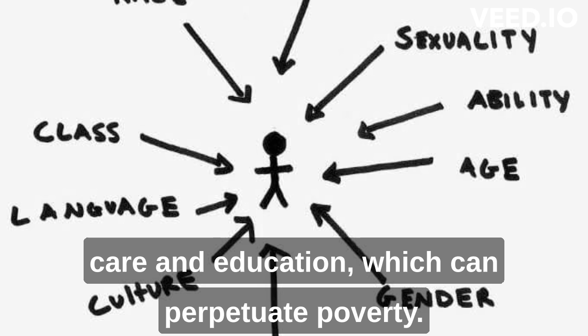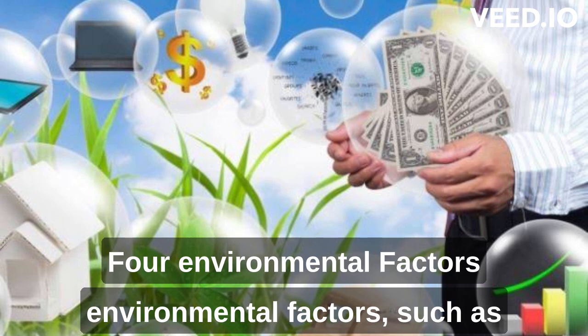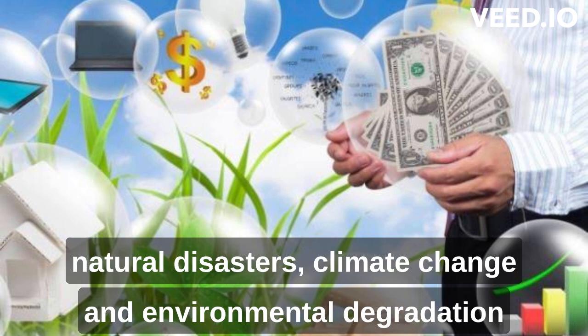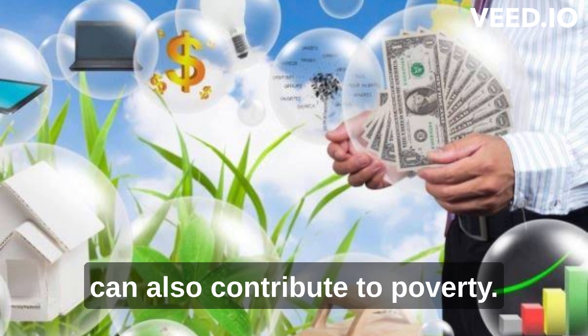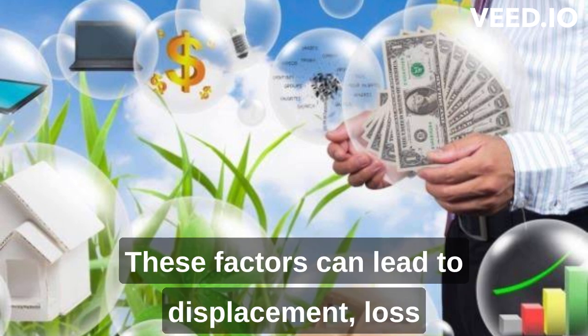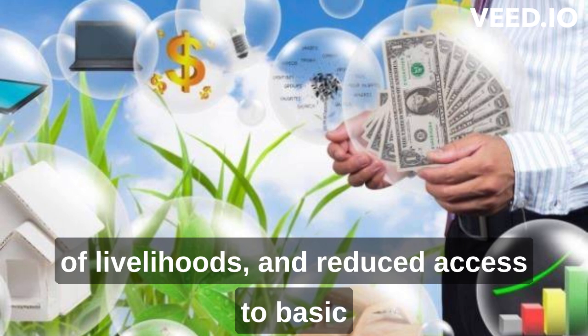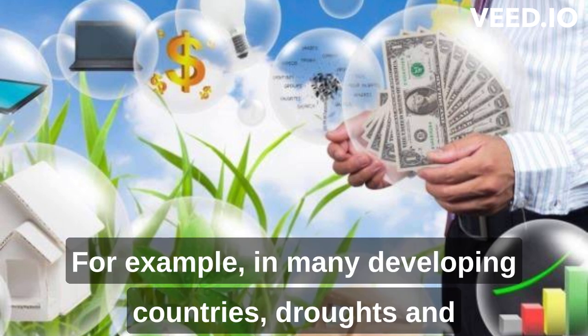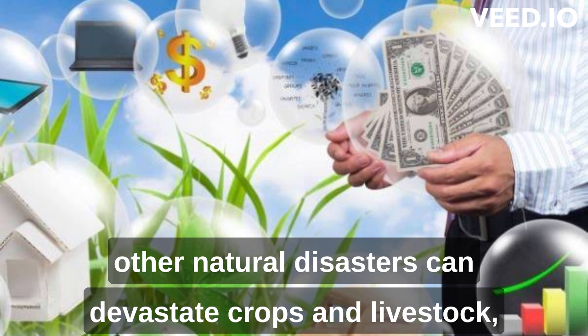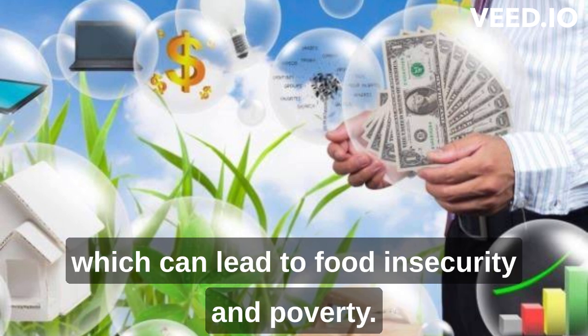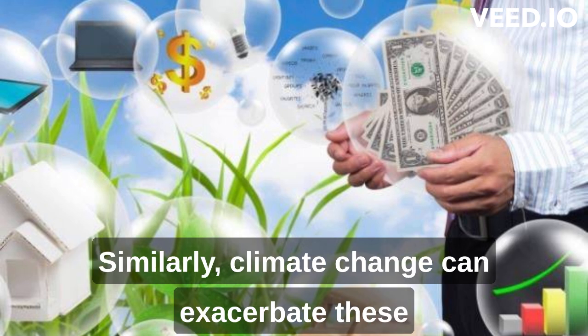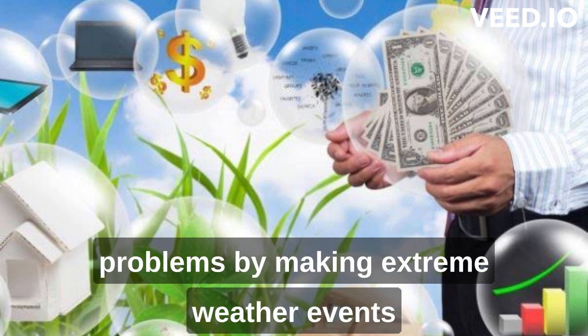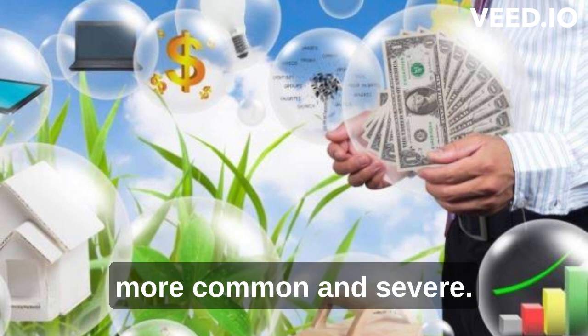4. Environmental factors. Environmental factors, such as natural disasters, climate change, and environmental degradation, can also contribute to poverty. These factors can lead to displacement, loss of livelihoods, and reduced access to basic necessities, such as food and clean water. For example, in many developing countries, droughts and other natural disasters can devastate crops and livestock, which can lead to food insecurity and poverty. Similarly, climate change can exacerbate these problems by making extreme weather events more common and severe.